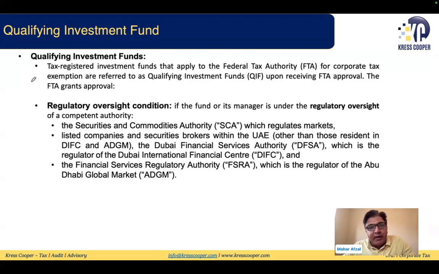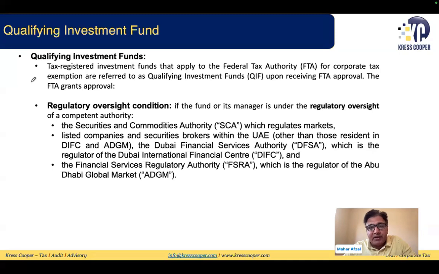So what are the juridical persons? LLC, LLP, public joint stock company, public shareholding company. These are the juridical persons. For investment, first of all, they need to get the fund registered, which is called an investment fund. Then they need to apply for the corporate tax registration of the fund. Now this is called a tax registered investment fund or taxable investment fund.